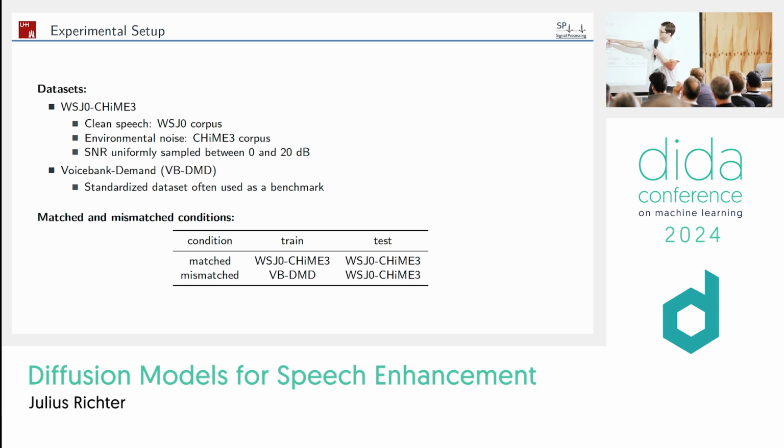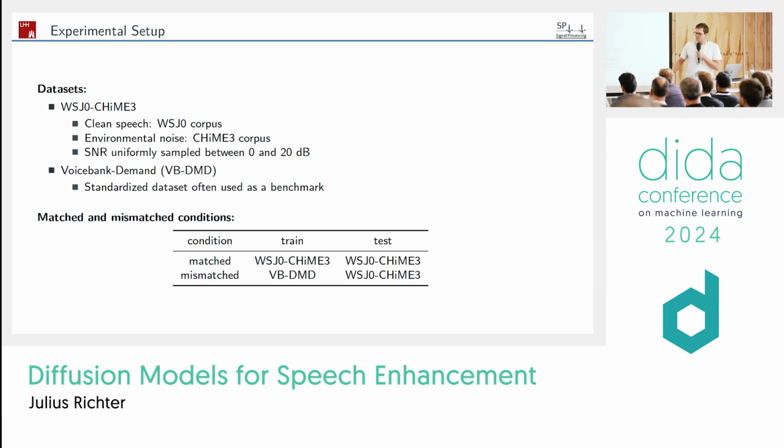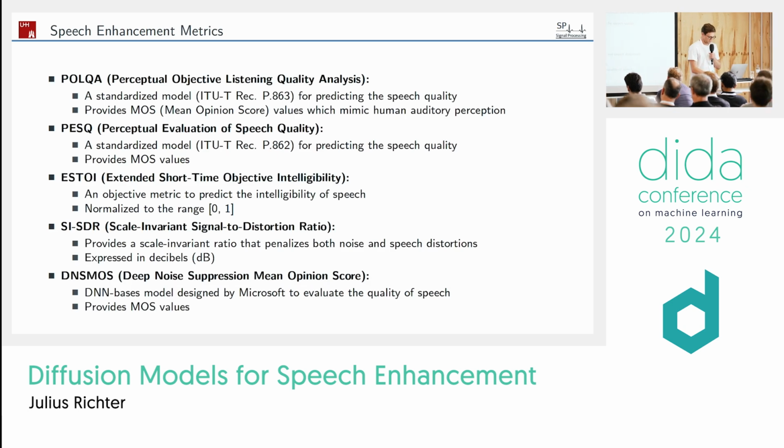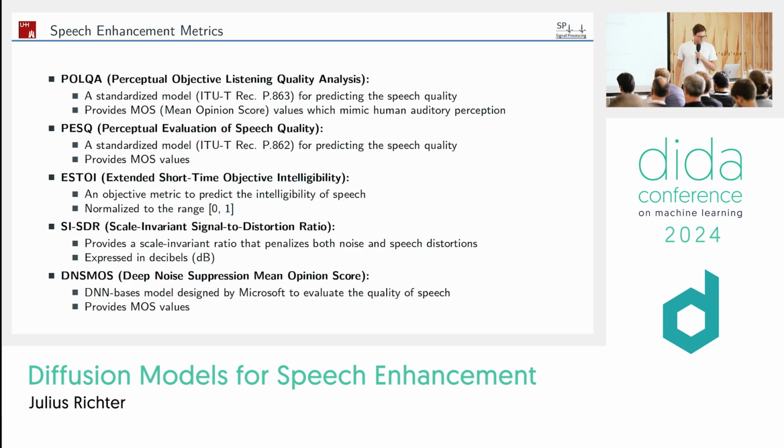And we also use a standardized data set, the VoiceBank-DEMAND data set. And now we can come up with matched and mismatched conditions. So we have some kind of cross data set evaluation here. So we train in the matched case on WSJ0 CHiME, and we test on WSJ0 CHiME. So it's a matched condition, and we have the mismatched condition where we train on VoiceBank-DEMAND and we test on WSJ0 CHiME.